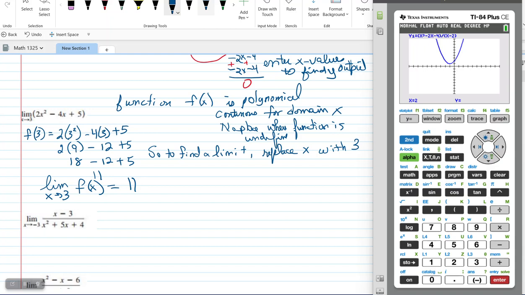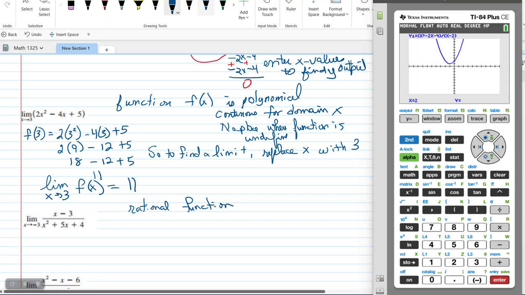There's no break in the line. All right. And you could have put it in and dropped it in. Now here we have a rational function.